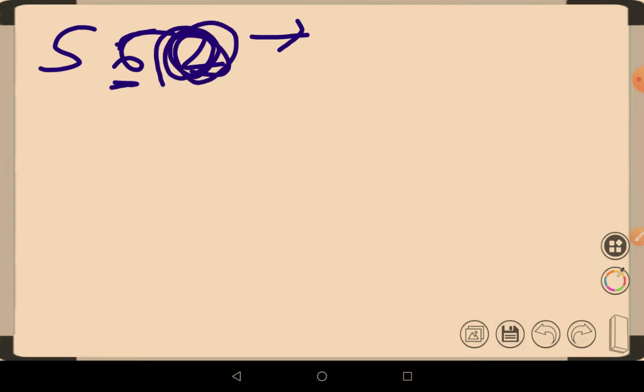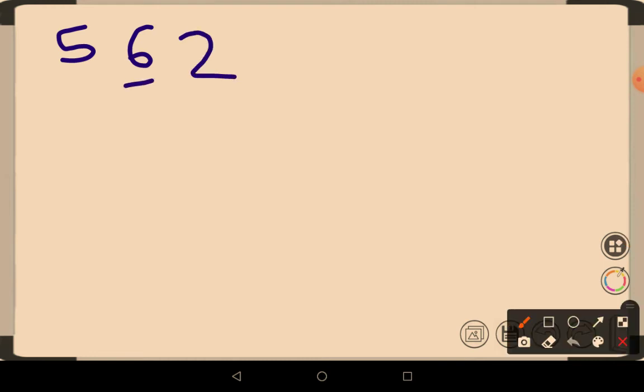Okay, so now let's go. 562. Like in the tens, what we depended on was the ones digit, 2. Now, what we will depend on is 6. Why 6? Now, see the place values.